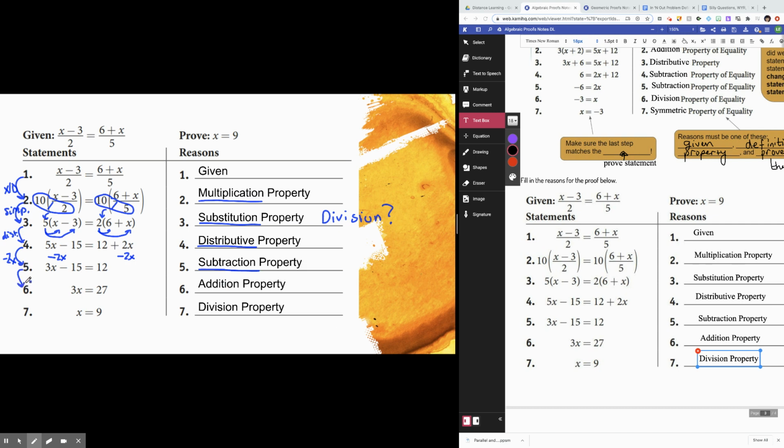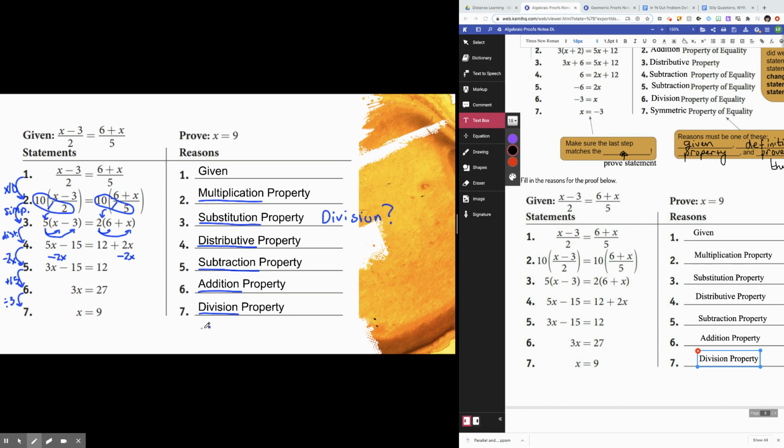Okay, from 5 to 6, I added 15 to both sides, right? So I arrived at step 6 by doing addition. So that's why step 6 is my addition property. And then from step 6 to step 7, I divided by 3 on both sides, which is how I arrived at step 7. So the reason for step 7 is the division property.